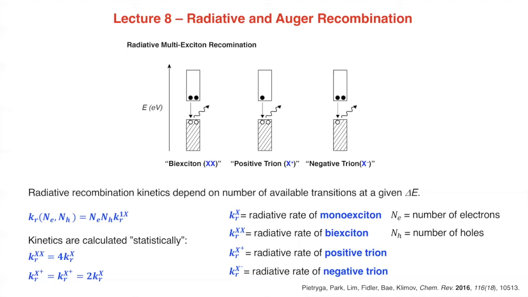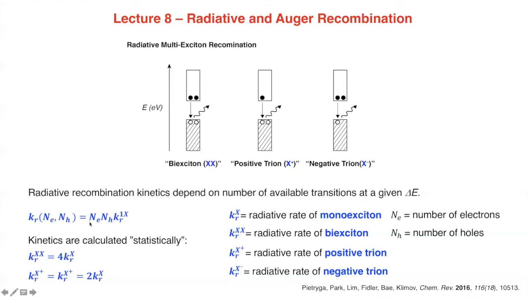The monoexciton has 1 electron and 1 hole. The bi-exciton has 2 electrons and 2 holes. So if you put 2 and 2 here, you get a 4 in front, and that tells you that the bi-exciton recombination rate, radiative rate, is going to be 4 times the monoexciton recombination rate.